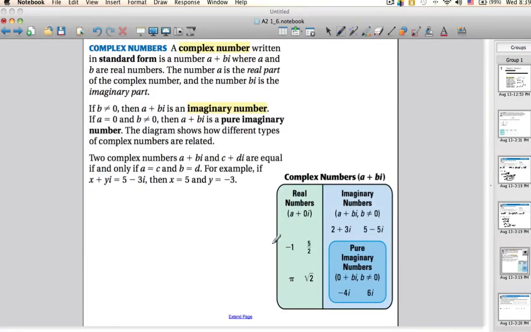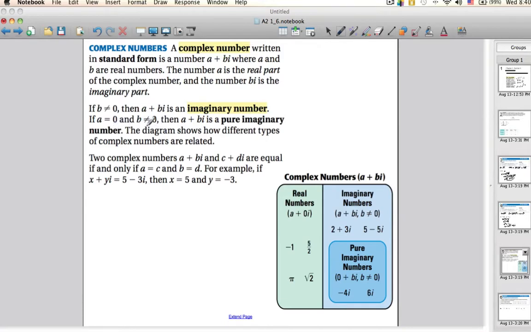Okay, when we start working with complex numbers, as I mentioned in the introduction, a complex number in standard form is a number a plus bi, where a and b are real numbers. a is the real part of the complex number, and the term bi is the imaginary part. So you have a real part and an imaginary part. As long as b is not equal to 0, which would make the i drop out, then it's going to be an imaginary number.